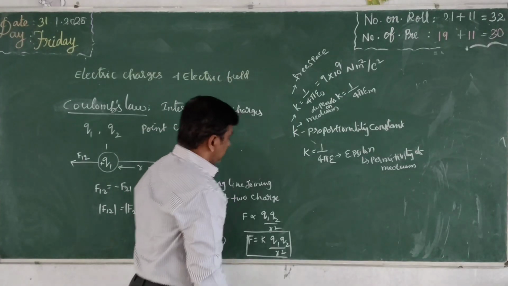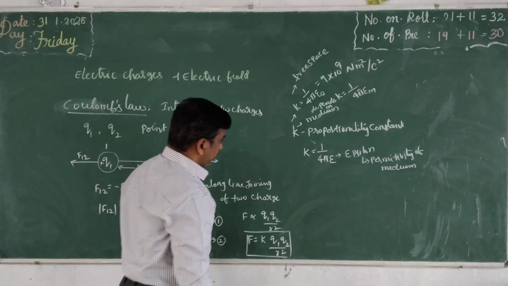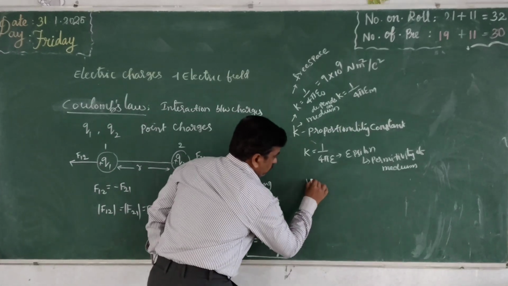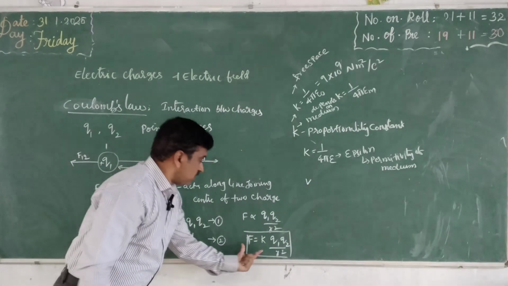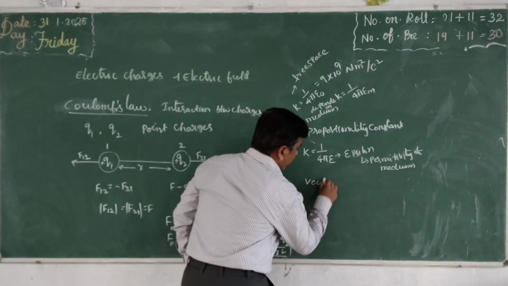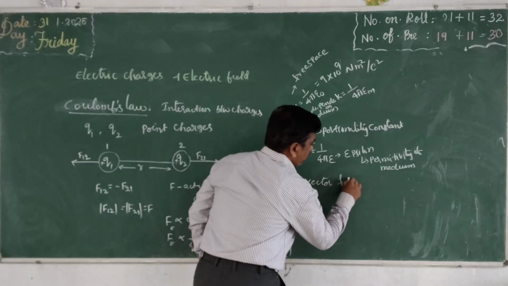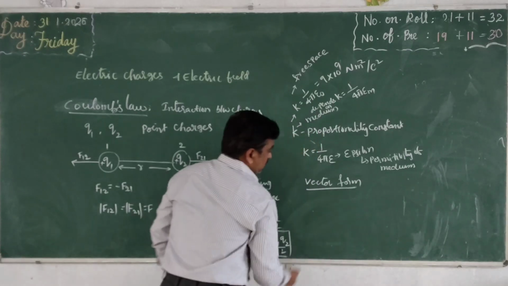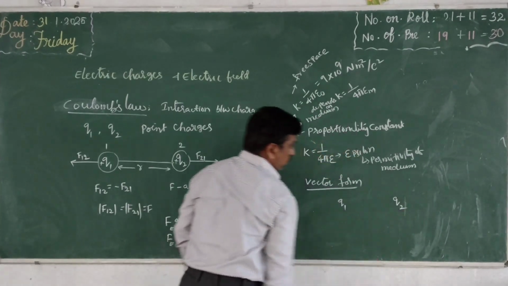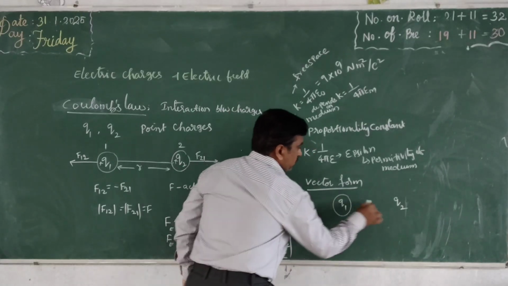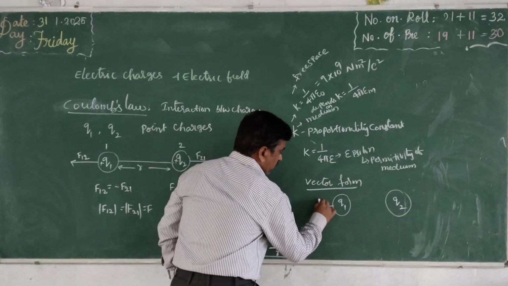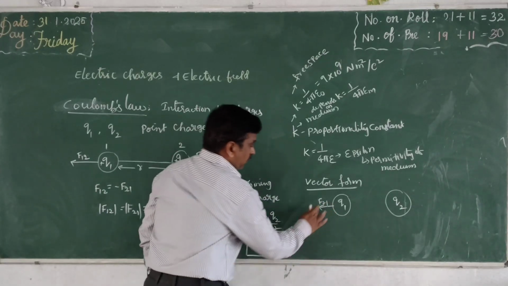In this case, F equal to K Q1 Q2 by R square is the scalar form. Now we can write the vector form. How to write the vector form? This is the first charge Q1, and this is the second charge Q2. The force acting on Q1 is F12.